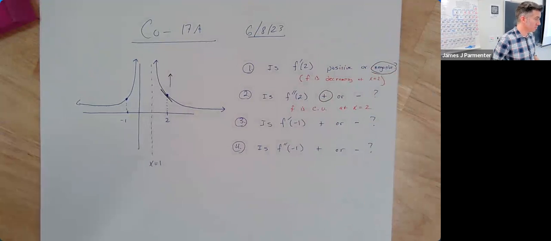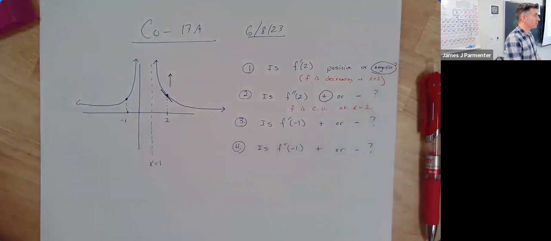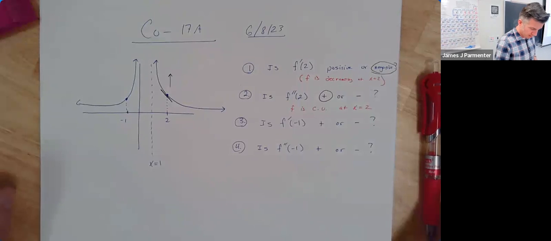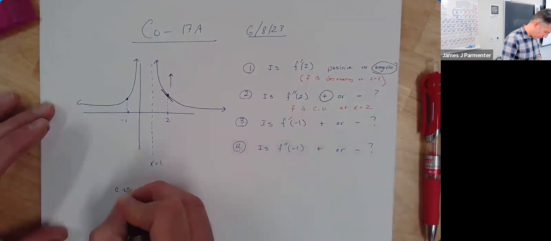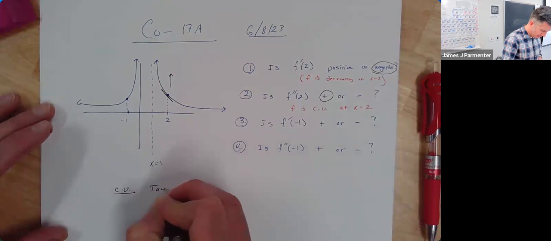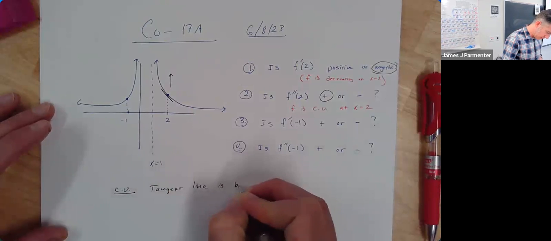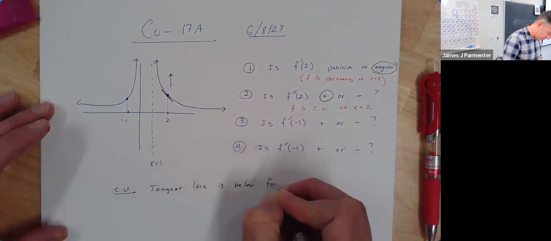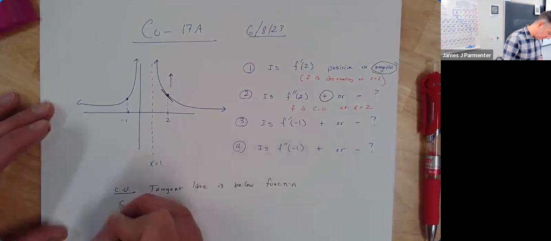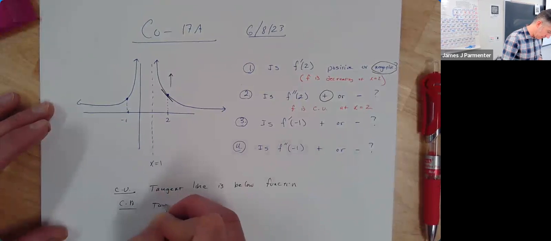Question: is another reason for number 2 could be tangent line or something like that? Oh yeah, that is the equivalent way of saying a function is concave up. That's a good point. Concave up, the tangent line is below the graph. Oh, I like that a lot. It is below the function. Concave down, the tangent line is above the function.